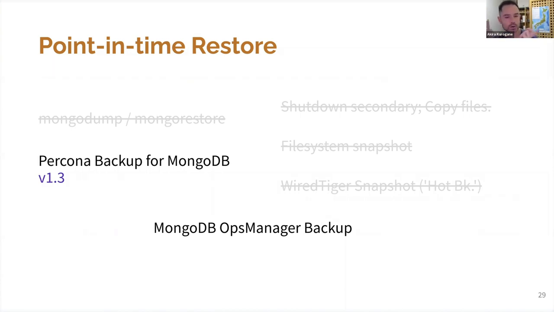Point in time restore is only available from two solutions. Although if you are pretty handy at shell scripting, you can do it yourself with a shell script too. That's also possible, but so far as it's built into a system, this is only available for Percona Backup for MongoDB as of version 1.3. At the time of recording this, Percona version 4.3 is going through QA and it should be released soon. I believe it will be out by the time this is presented. MongoDB Ops Manager Backup has had point-in-time restore for a long time.